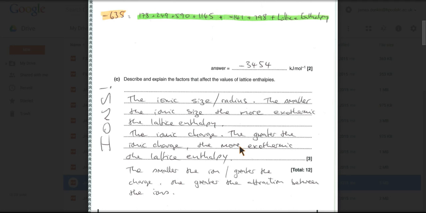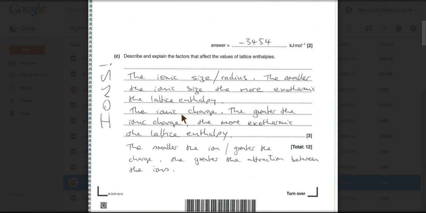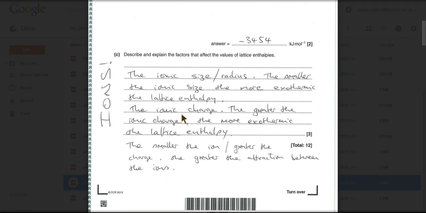As for the factors that affect the value of lattice enthalpies, there are two factors at play: the ionic radius and the ionic charge. I'll just go through this. The smaller the ionic radius, or size, it's probably better to say radius, the more exothermic the lattice enthalpy. And the greater the ionic charge, the more exothermic the lattice enthalpy.